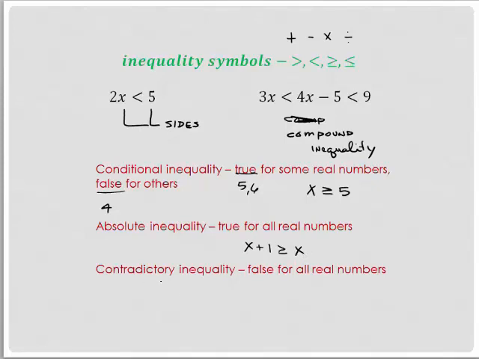How about a contradictory inequality? False for all real numbers. Now what would that be? What if we took the same thing? X plus 1 is less than x. Okay, think about it again. If I put 2 in here, 2 plus 1 is 3. 3 is not less than 2. I put 4, 5, 6. Whenever I add 1 to it, it's not going to be less than the original number. So it's false for all real numbers. All right, we'll examine these three different types of inequalities.